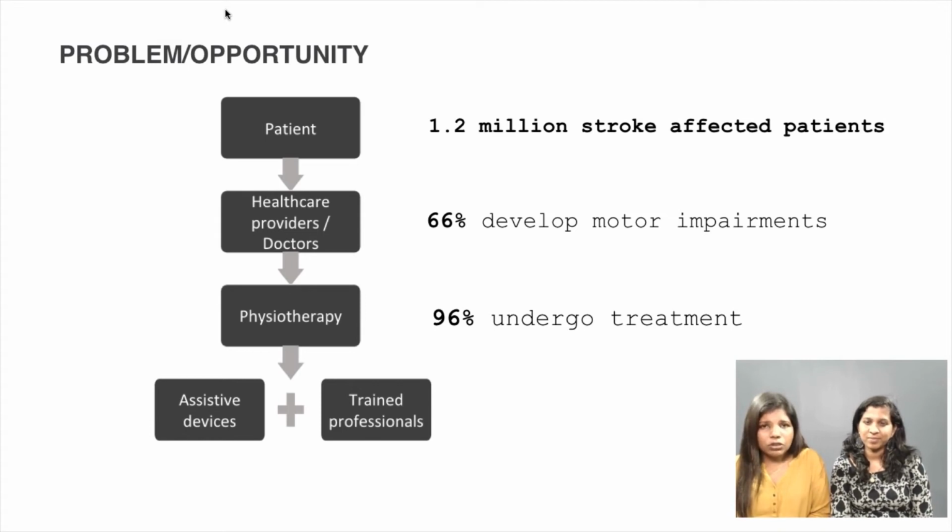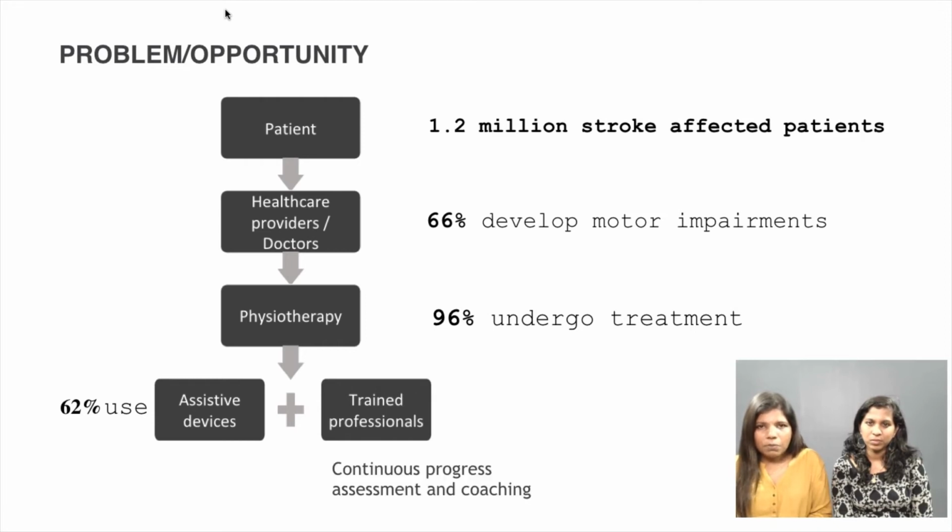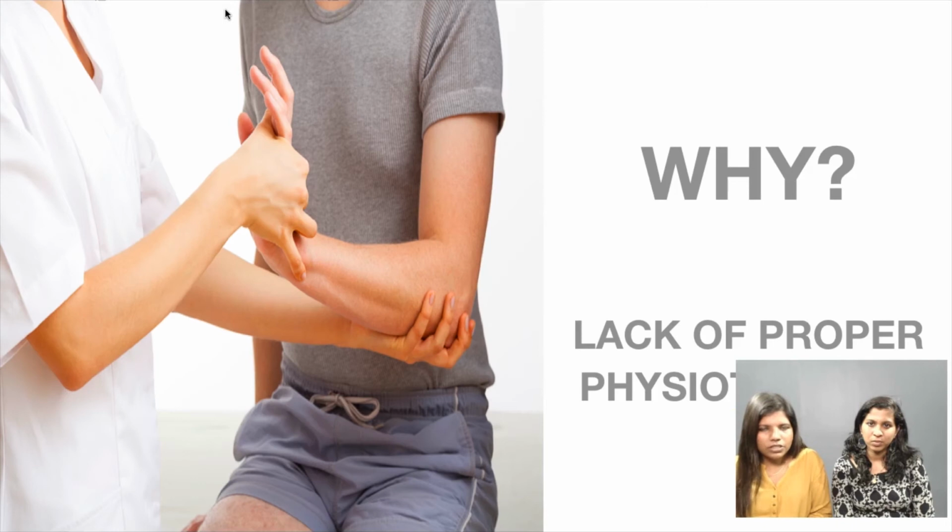The current method of physiotherapy is done with assistive device, where 62% use assistive device with trained professionals to continuously monitor the progress of the patients after each therapy. This is only possible if it is a 1:1 scenario. But unfortunately, in the Indian scenario, this 1:1 is not an effective care. Because of this, 65% lost hand functionality even after 6 months duration of treatment. Why did this happen? There is a lack of proper physiotherapy.